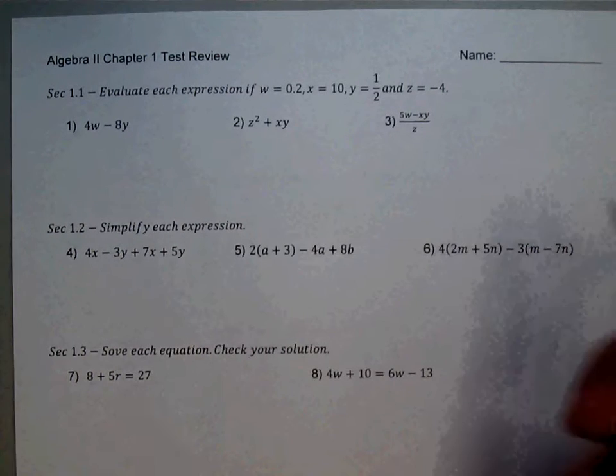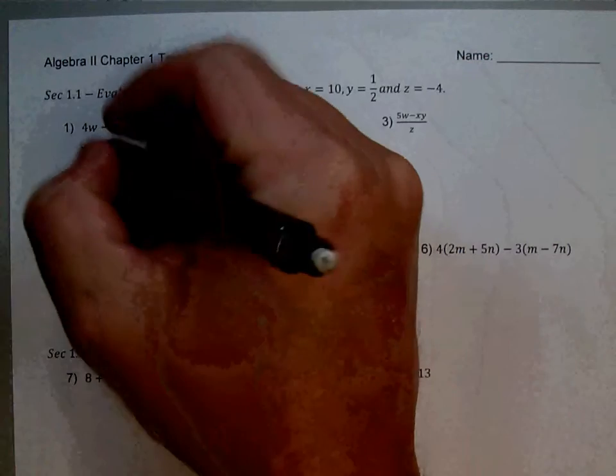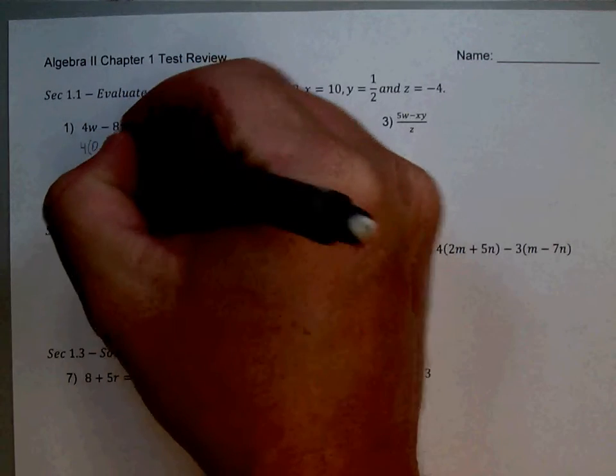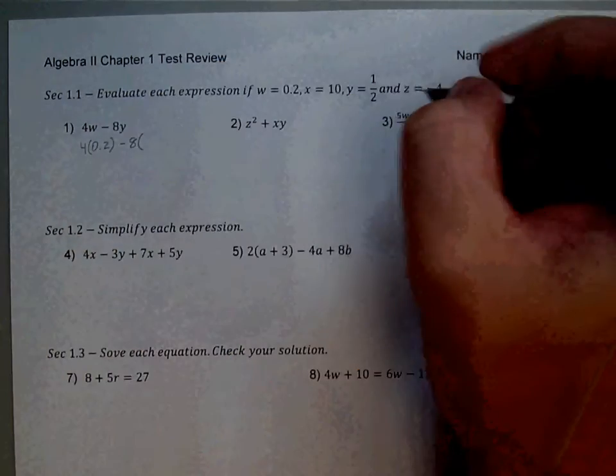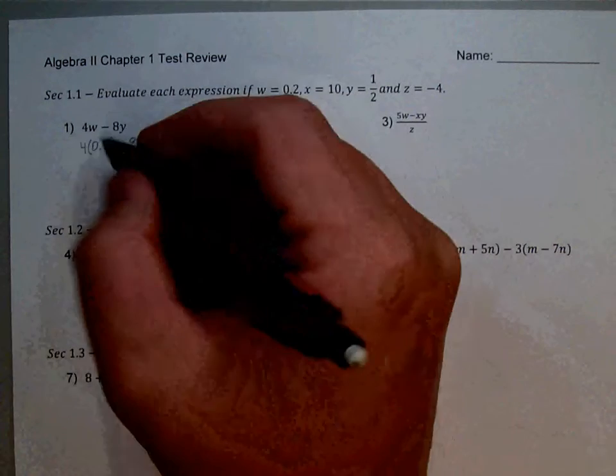Okay, starting with number 1, we need to plug in W, which is 0.2, and then Y, which is 1/2. Order of operations, we need to do our multiplications before we subtract.